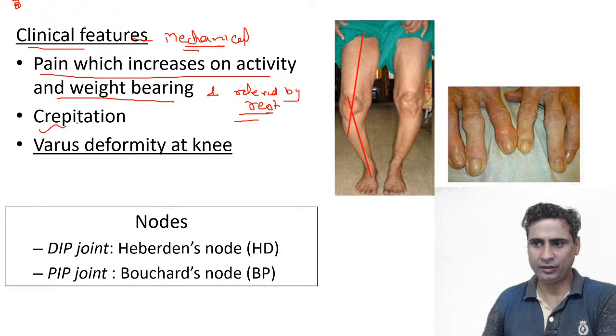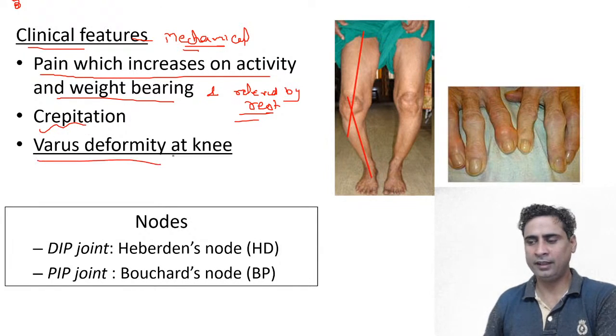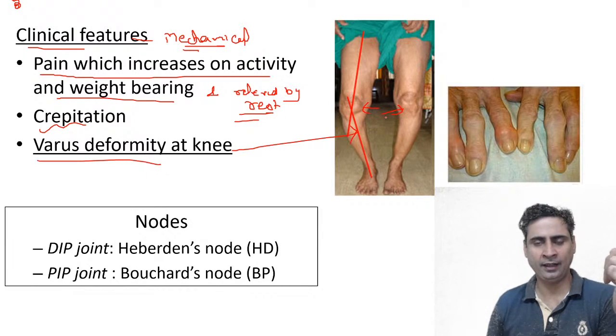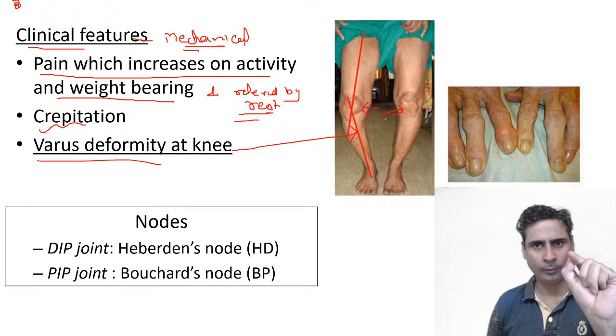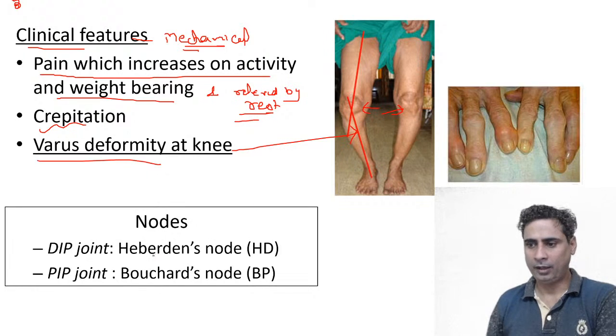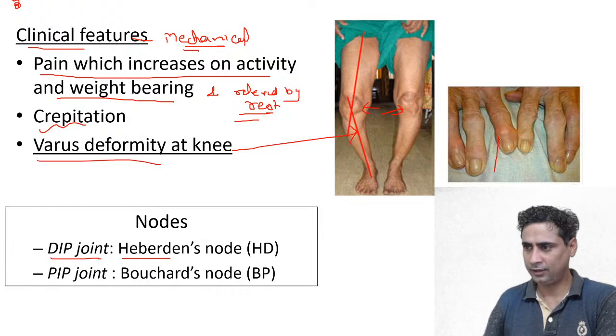There may be crepitation, and in knee joint there will be typical varus deformity, as we have discussed, because the medial side of joint is destroyed more than the lateral side. In some of the small joints of the hand, there are palpable nodules due to formation of bone. Heberden node at distal interphalangeal joint. Here you can see distal interphalangeal joint, Heberden node, and Bouchard's node on proximal interphalangeal joint.